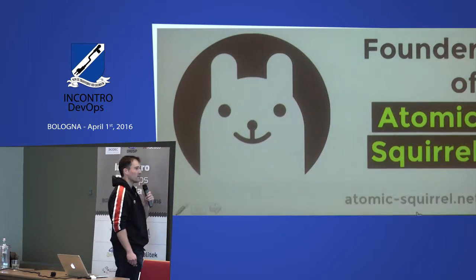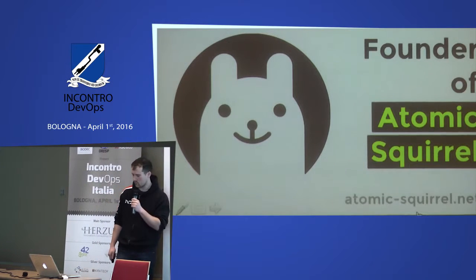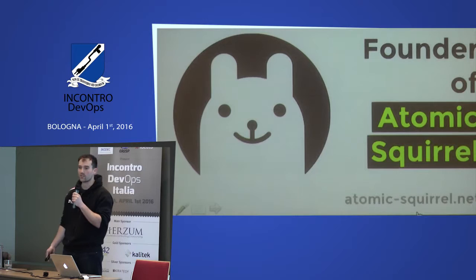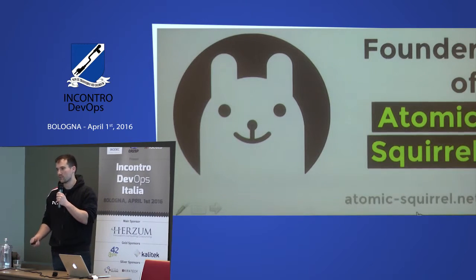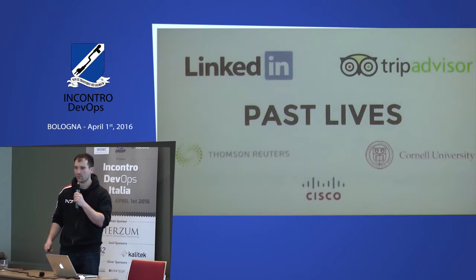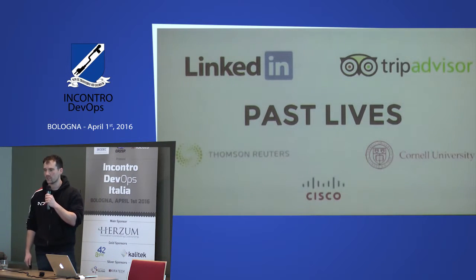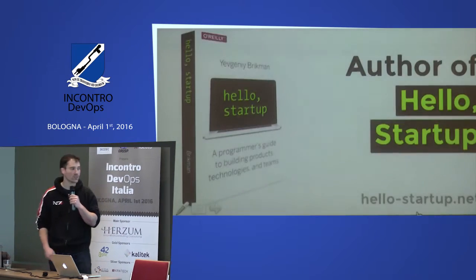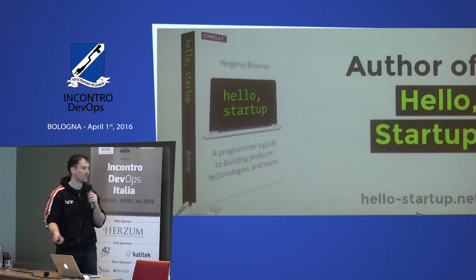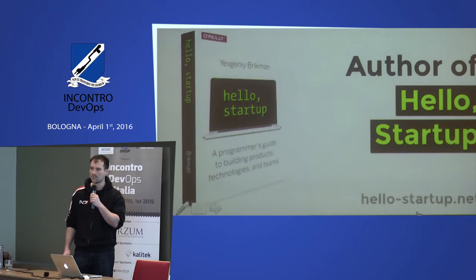All right, I'm Yevgeniy Brikman. I'm the founder of a company called Atomic Squirrel, and we help other companies build and scale their infrastructure. And one of the main things we do is help them set up infrastructure as code. In previous lives, I worked at a whole bunch of companies helping them build products and infrastructure.